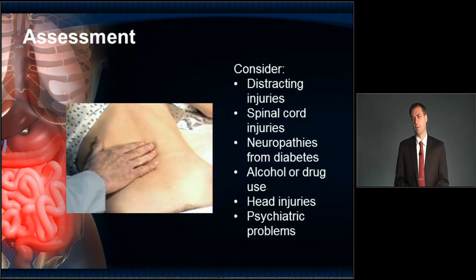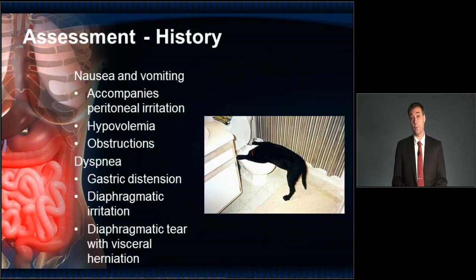So always consider those possibilities when doing an abdominal assessment, and when those exist, you may need to look for other diagnostic tests to rule in or out injuries because of the decreased effectiveness of the abdominal assessment. One of the first things you should consider when doing an abdominal assessment is the patient's history. Has the patient had nausea or vomiting since the trauma?